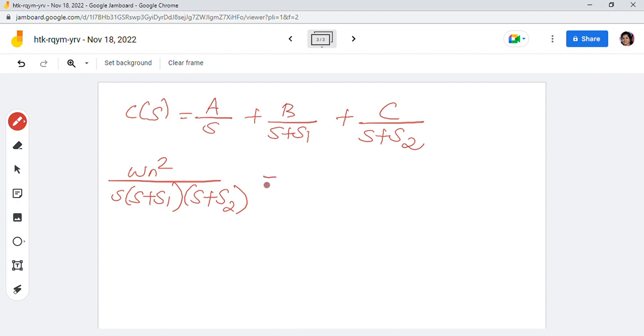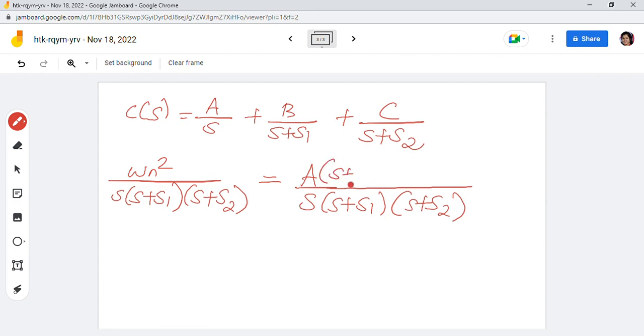Now this is equal to A by s. Now we can take the LCM, s into (s plus s1) into (s plus s2). Now A into (s plus s1) into (s plus s2) plus B into s into (s plus s2) plus C into (s plus s1) into s.